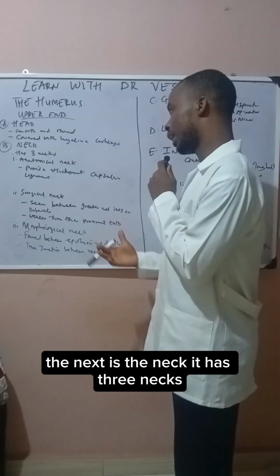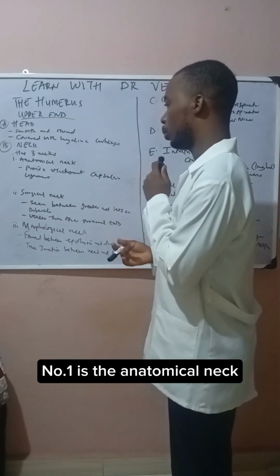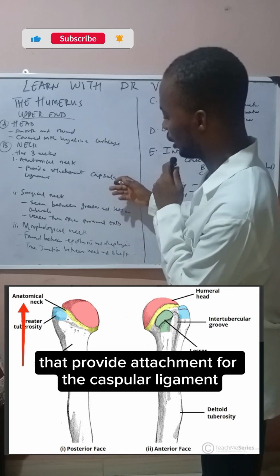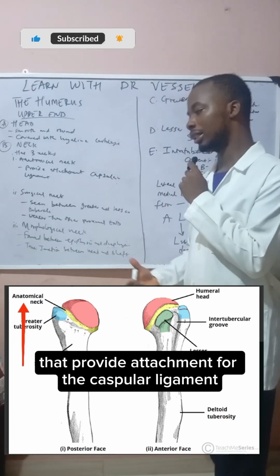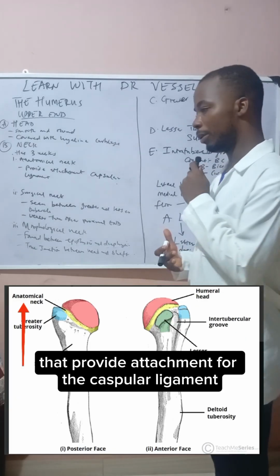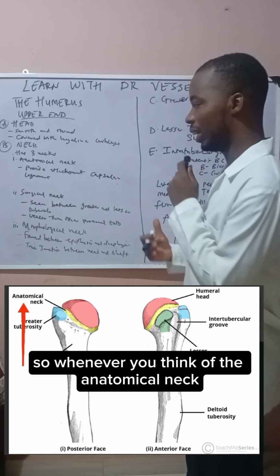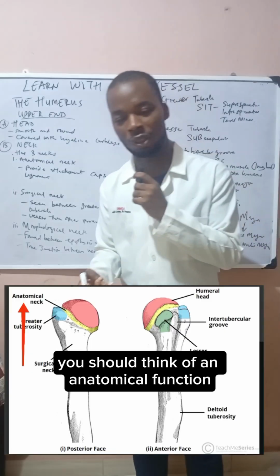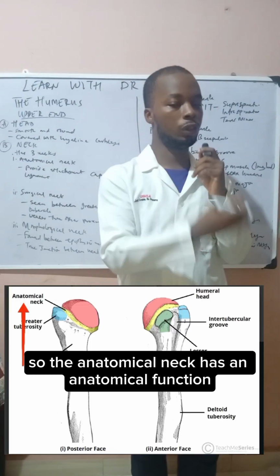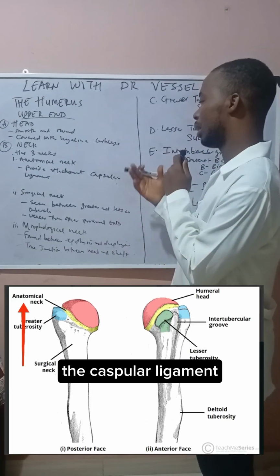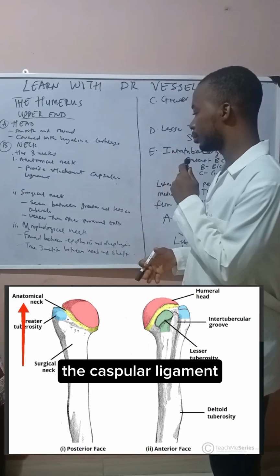The next is the neck. It has three necks. Number one is the anatomical neck that provides attachment for the scapular ligaments. So whenever you think of the anatomical neck, you should think of an anatomical function. The anatomical neck has an anatomical function, which is to provide attachment for the scapular ligament.